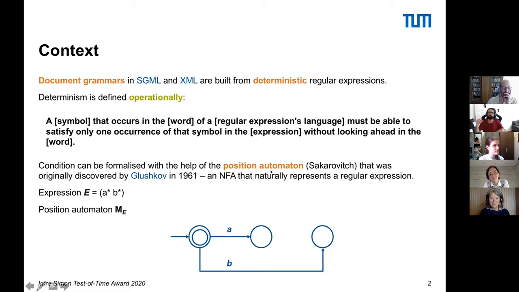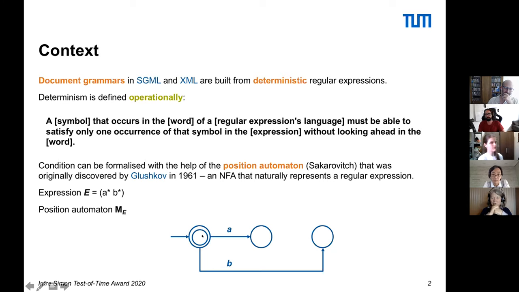That's a kind of finite automata, non-deterministic, that was originally, I want to say, discovered because it's such a natural entity by Glushkov in 1961. And that's an automaton that, in a sense, naturally represents a regular expression, so that by looking at the expression, one can see the automaton. So I'm doing the construction here for this expression A star B star, and this position automaton has one state for each occurrence of a symbol in the expression. There are only two in this case, A and B, plus an initial state.